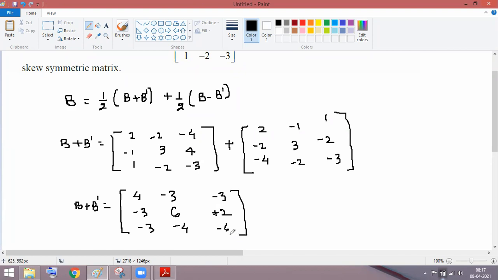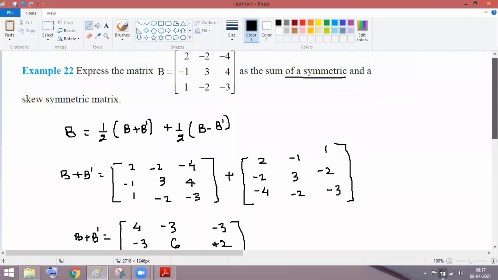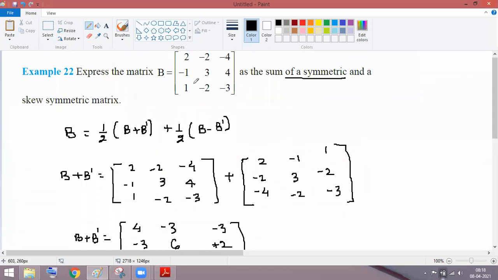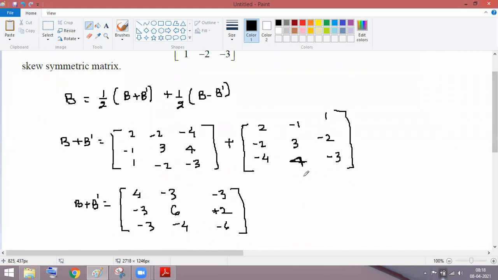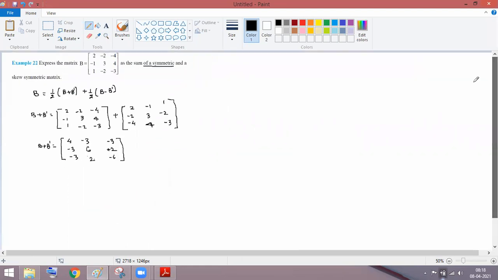The transpose of B will be, the second row will be -1, 3, and 4. Second row will be -1, 3, and 4. Yeah, okay, thank you. So there will be a change here. Then -2 plus 4 will be 2 here. Everything fine then? Other than this?